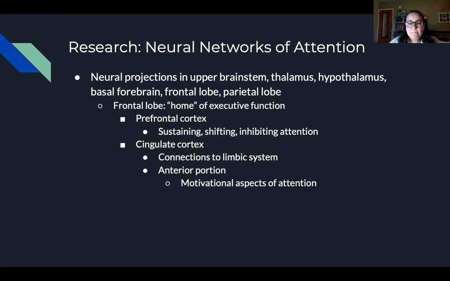As you can imagine, the frontal cortex and the cingulate cortex work together along with all these other widespread areas in the brain to direct, inhibit, sustain, and shift our attention. So it's really this idea of a teamwork approach.